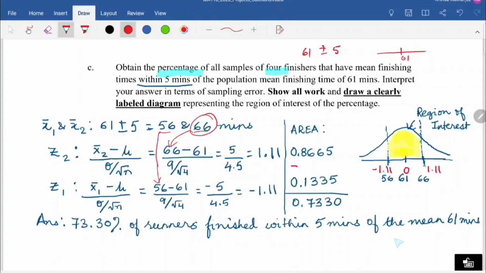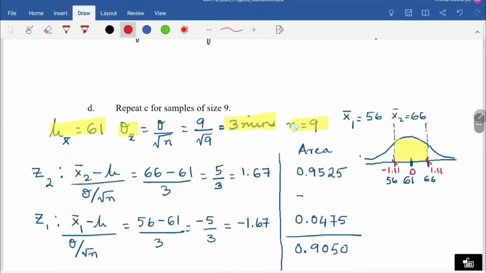Write your final answer as a sentence, and make sure you give the percentage form because that's what the question is asking. 73.30% of runners finished within 5 minutes of the mean 61 minutes. And the next part says repeat the same for a sample size of 9.